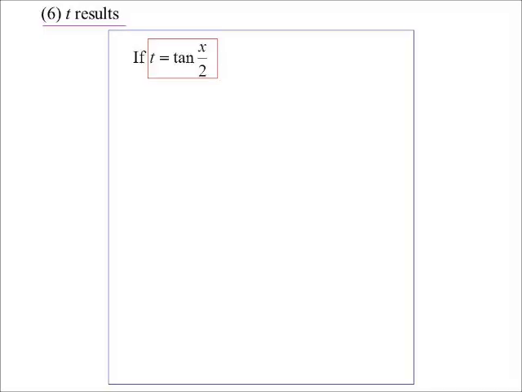The other option we have with trig integrals is we can turn things into polynomials by using t results, and then use our techniques for integrating polynomials. Might be partial fractions, might be whatever. So remember, t equals tan x on 2. What happens to our derivative?